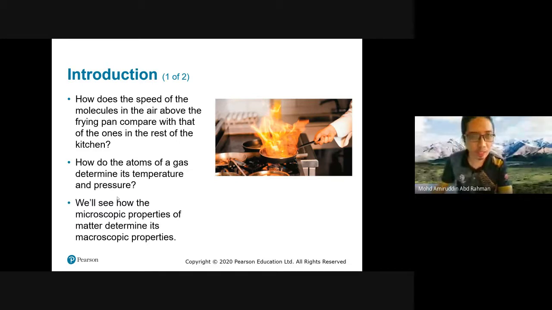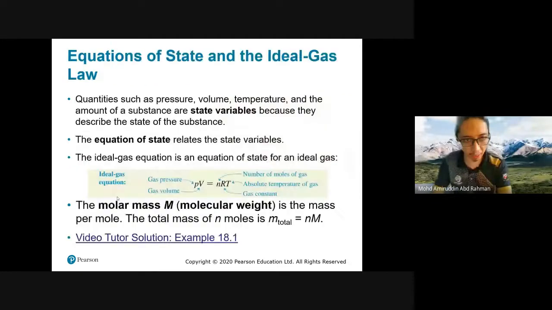Let's say, how about the speed of the molecule in this frying pan? When we're cooking, the fire comes from above that pan. So how do the atoms in the gas determine the pressure and the temperature? We will look into the properties of the metal.